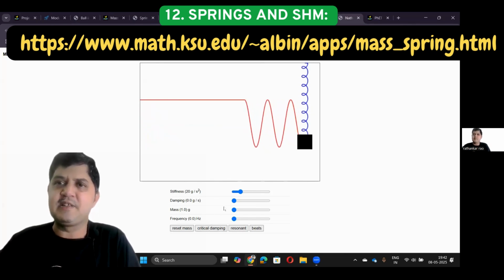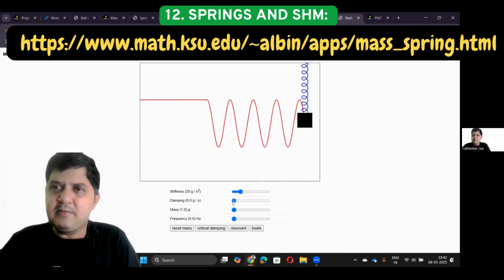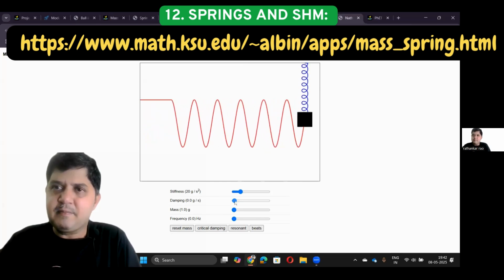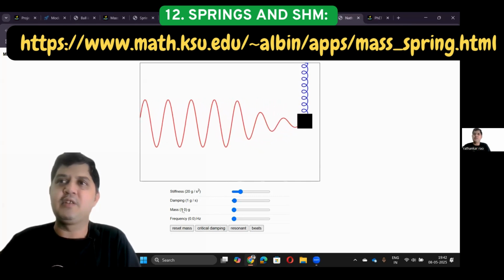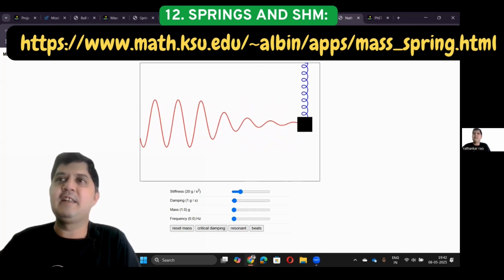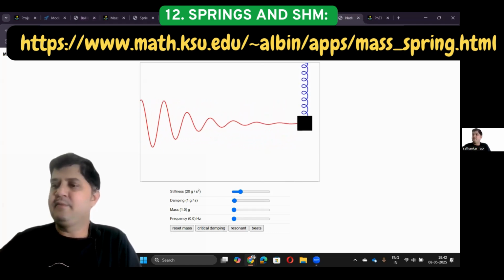I'll not introduce this much. I'll introduce damping this much. Now what do you see? The amplitude becomes 0 here. Naturally, slowly it becomes 0, right? And then it comes to a standstill.